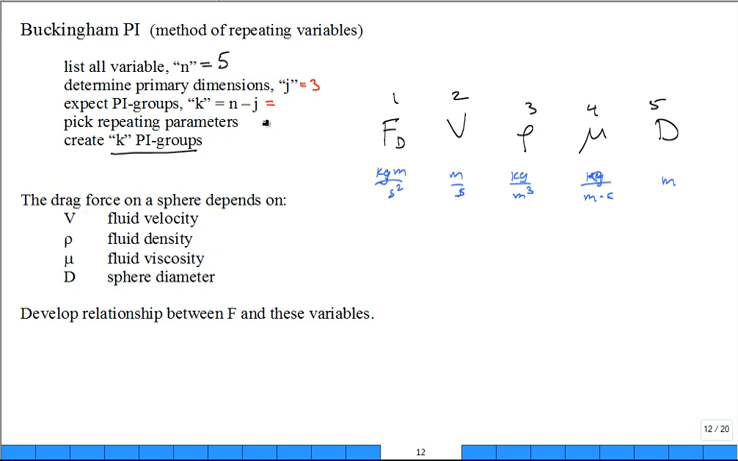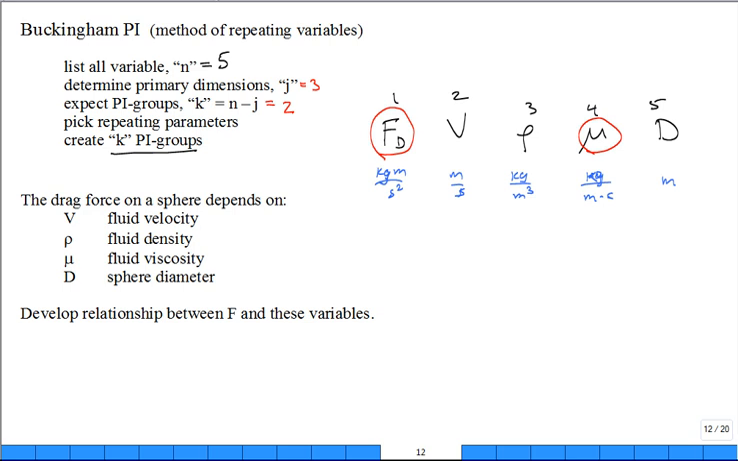5 minus 3? 2. The way I do it is I pick the ones I want to build my pi groups around, and it takes a little bit of experience, but I look at it and say, well, I'm interested in expressing the drag in terms of other things. I better build a pi group around my drag force. And the other one, just from experience, it looks like I'm going to cough up a Reynolds number. And the way I look at building a Reynolds number is I pick viscosity. Doesn't have to be, but there you go. Play with it. Pick some other 2 and try it out, okay?